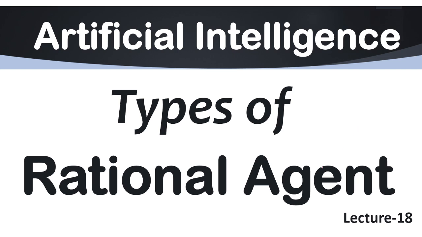So today we are going to discuss different types of rational agents. That is a very important topic for all college level students. In lecture number 17, we have already discussed rational agents, their functions and real life examples.